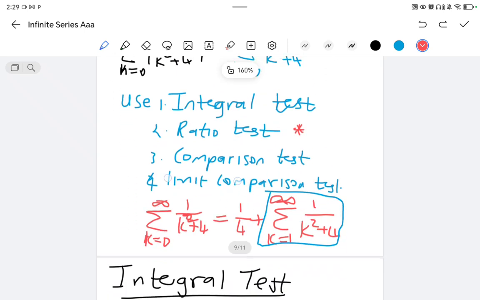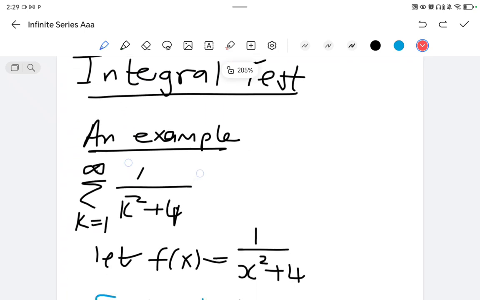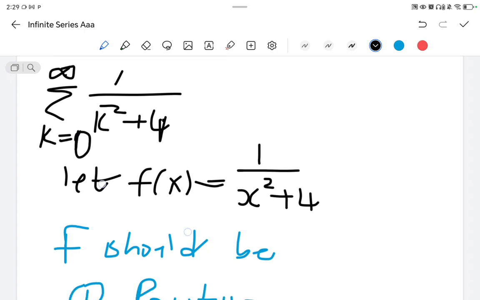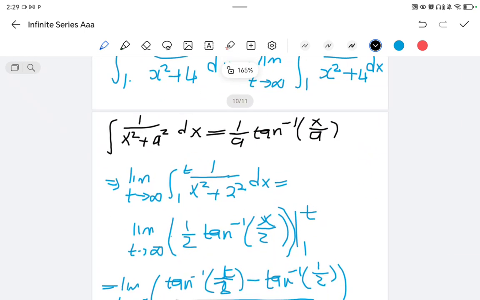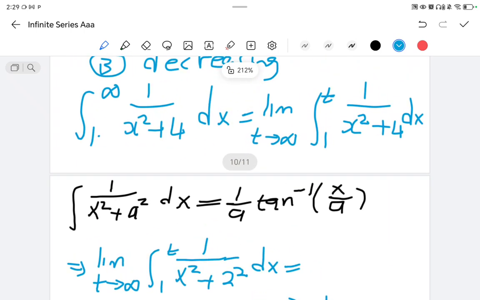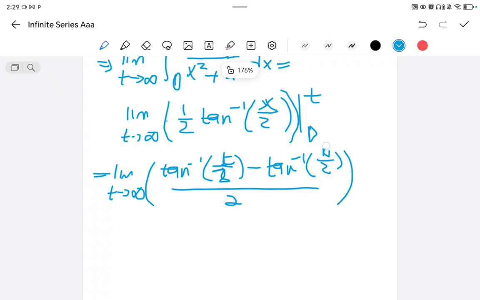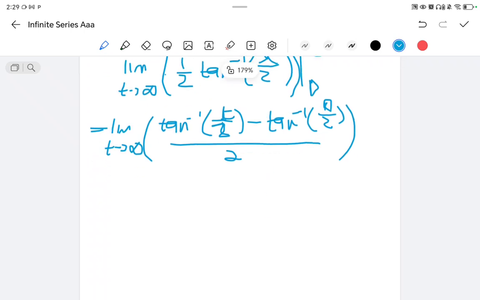Oh, the original question here started from 0, right? I took the wrong one. This one starts from 0. If it's 0, we don't even have to know what that is.